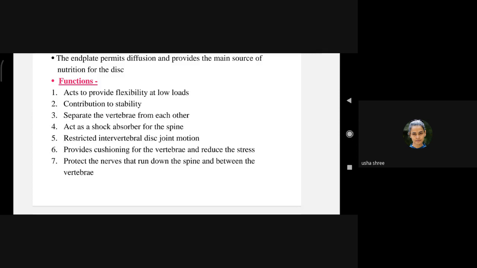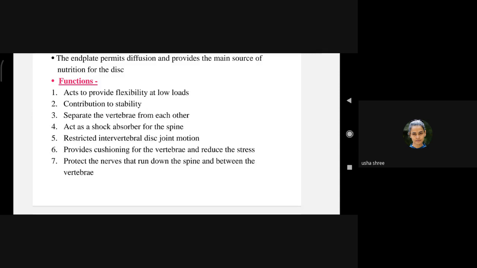These are restricting joint motion sometimes because limitation of human body is always there. Provides cushioning for the vertebrae and reduces stress. Yeah, it provides cushioning. That is why it's there.